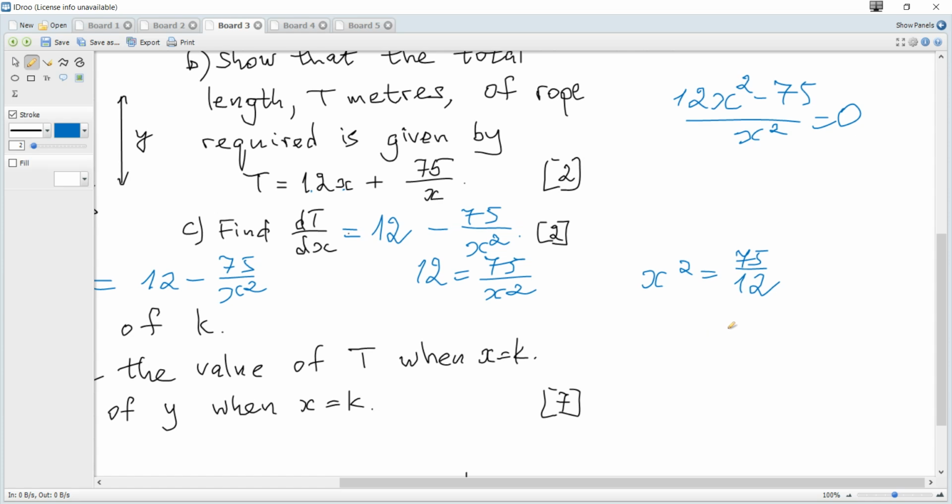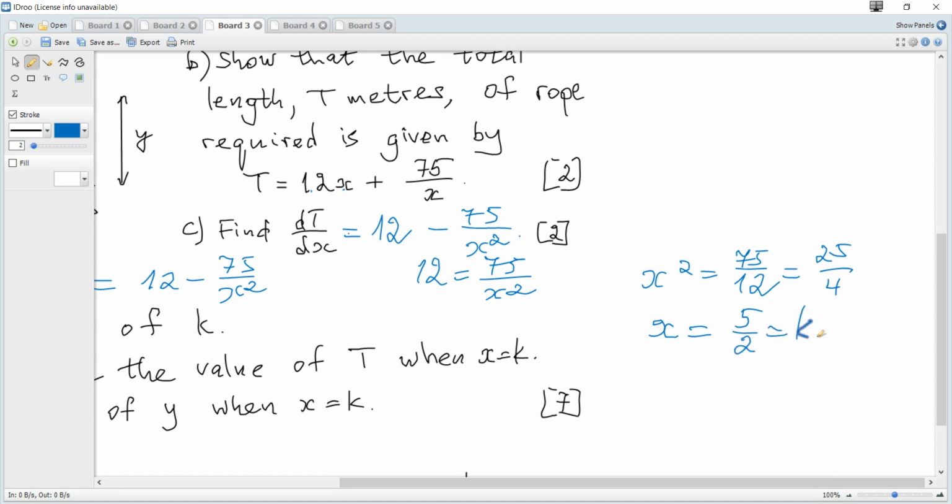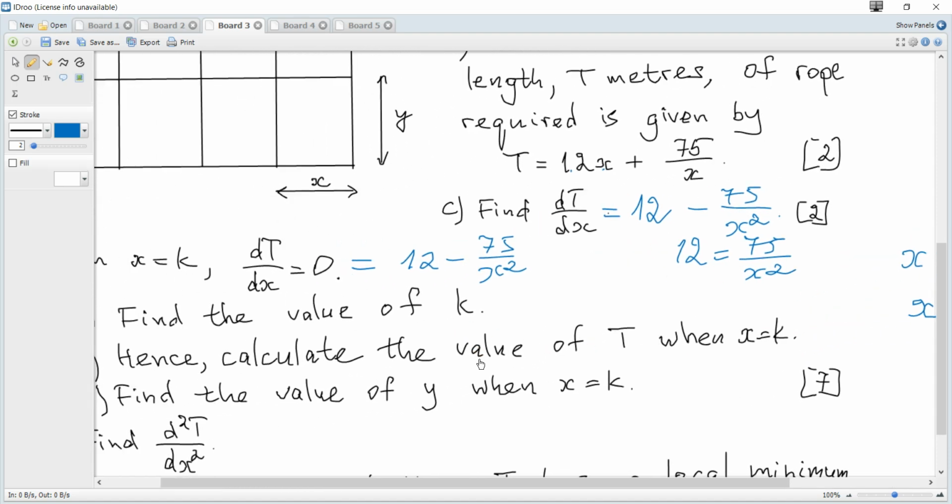And then in general x is plus or minus the square root of this, but since x is a length, it cannot be negative, so it's just the positive square root. We can divide numerator and denominator by 3 to get 25 over 4, and x is just the positive square root, which is 5 over 2, and it's the required value of k. It's where the derivative is 0.